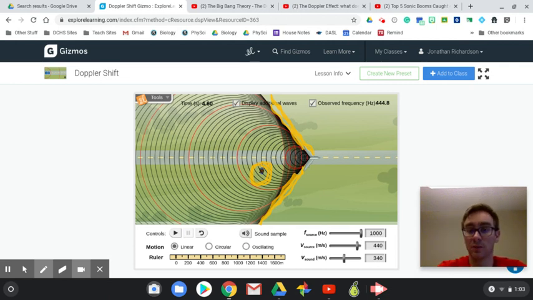Notice here, this person's hearing a frequency of only 400 hertz. That's going to be a lot lower pitch. So they would hear the big crack and then a very low pitch immediately right after that, because it's escaping its waves so quickly.